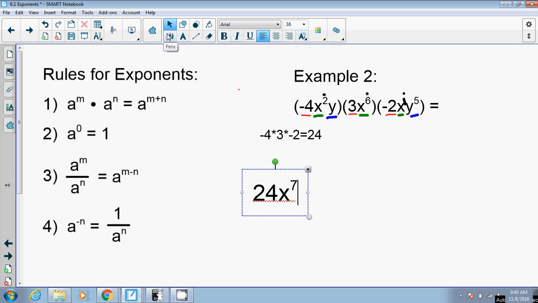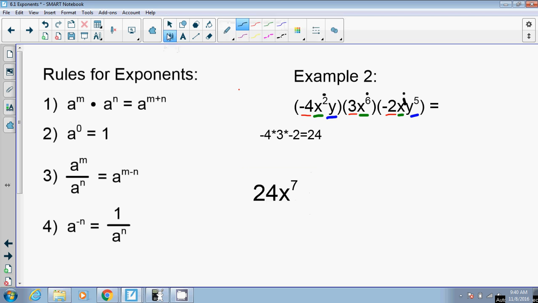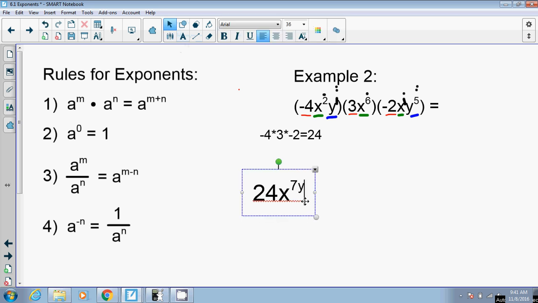Then we're going to do the same thing for the y's now. The y's that we underlined here, we're going to combine by adding their exponents, since we're just multiplying these expressions together. This y technically has an exponent of 1. This y has an exponent of 5. So 1 plus 5 gives me 6. So in my solution, I'll have y to the 6th.